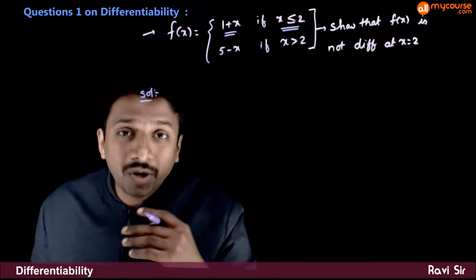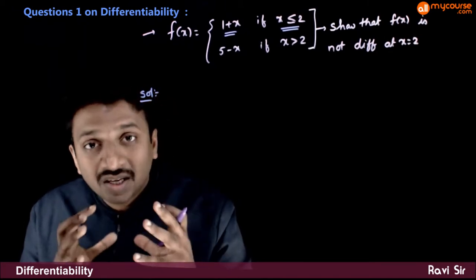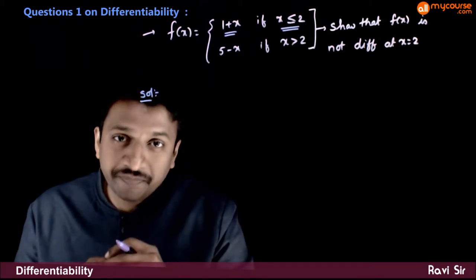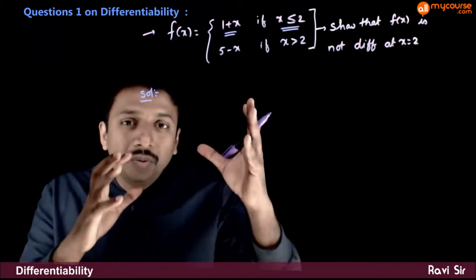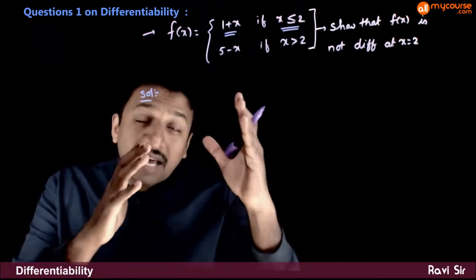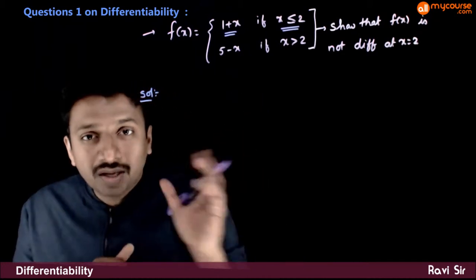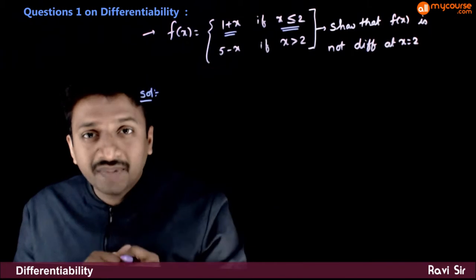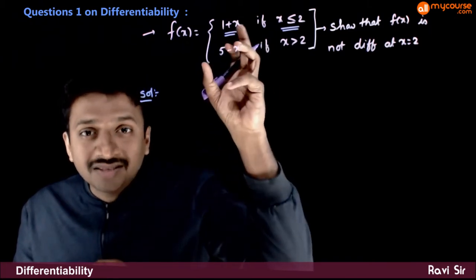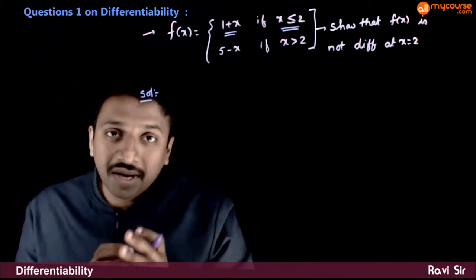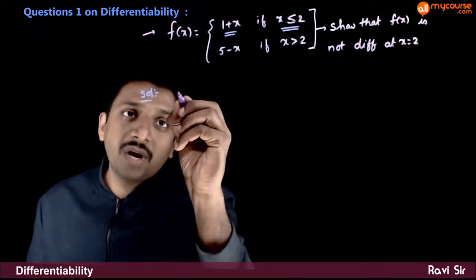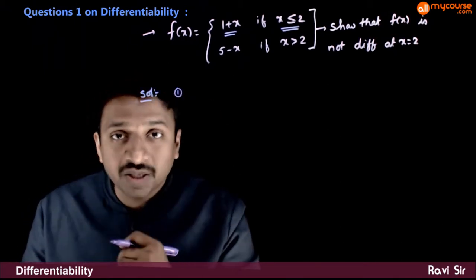So you can do it in two ways. One is the subjective way, one is the objective way. That is, if you want to derive this from the first principles, you can do it in one way. If you are looking at just the answer, that is, how to solve this in objective examinations, you can do it directly. So let us look at both the processes. The first process is from the first principles.